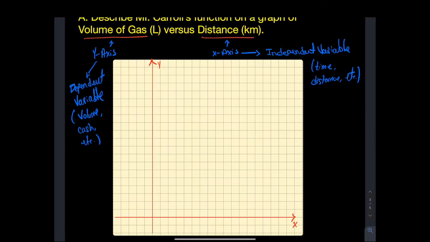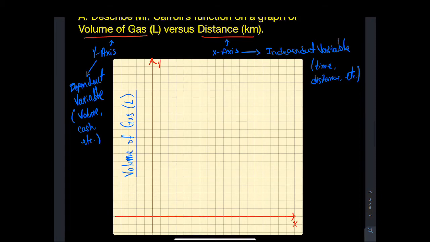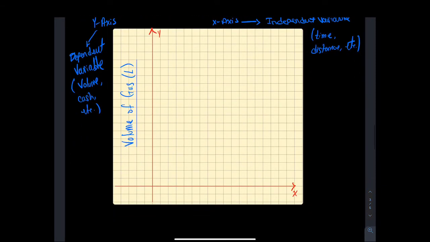Okay, so let's label those axes really quick. So we have volume here, volume of gas. Whenever you write something on an axis, make sure that you underline it with a straight line and put in the units that it's being measured in. So we have volume of gas, liters. Let me underline that. And then on our x-axis, we have, what do we have? Distance. Distance in kilometers, right?